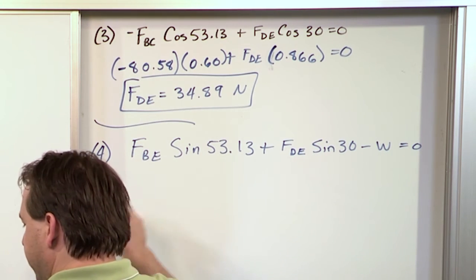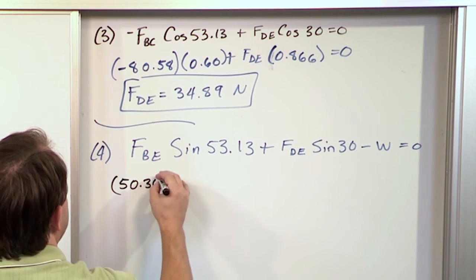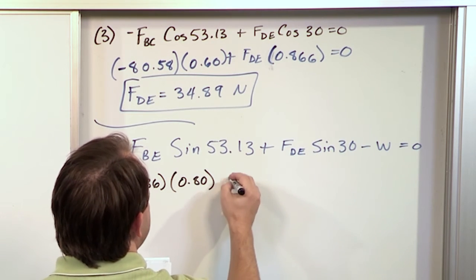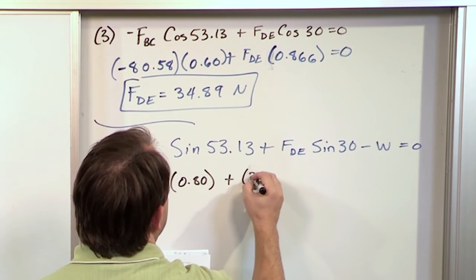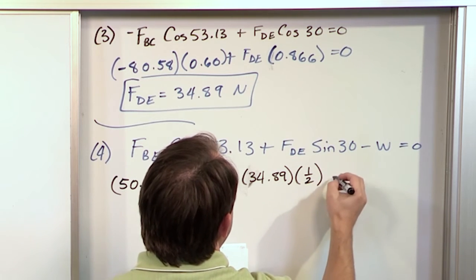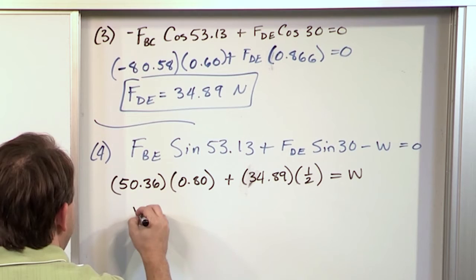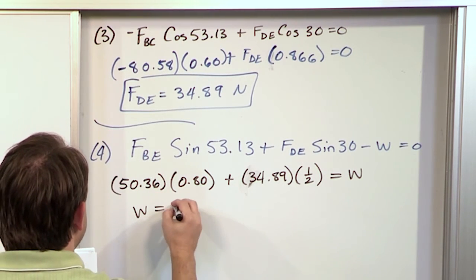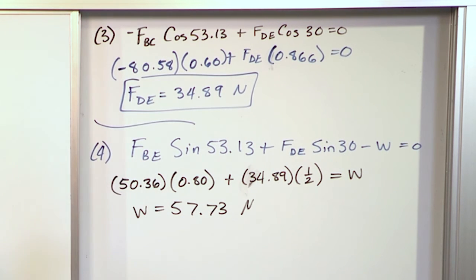So FBE, we just calculated 50.36, sine of 53.13, 0.80, plus FDE, which we just found here, 34.89, sine of 30 is 1/2, and that's equal to the weight. We'll just move that over to the right-hand side. And so the weight in newtons of this guy, you multiply, you add, you get 57.73 newtons, but actually that's not what we were asked.